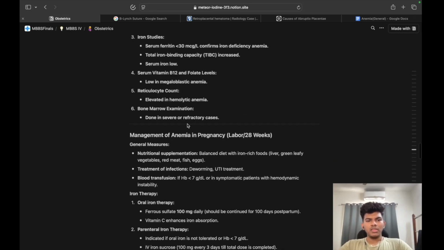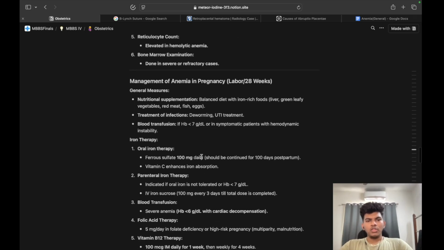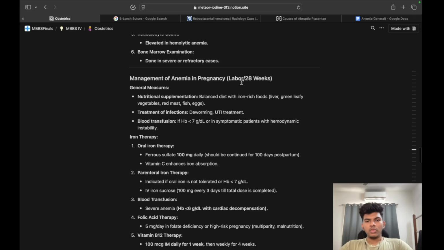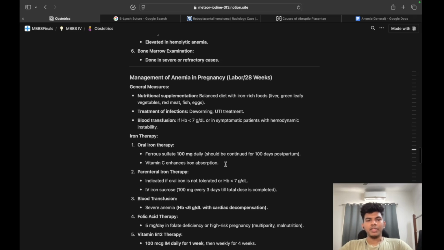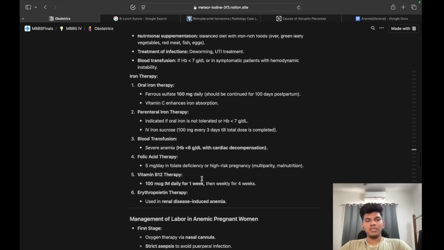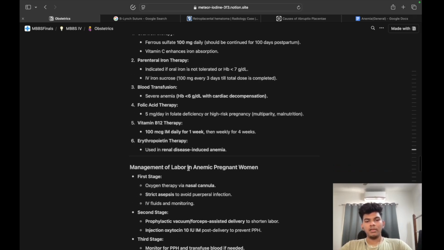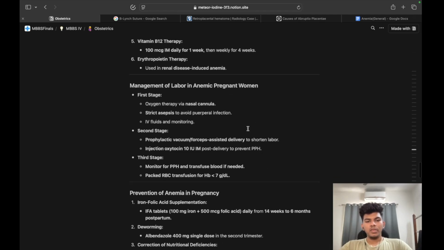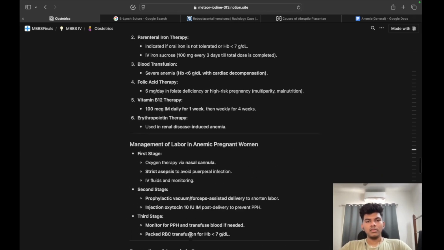So bone marrow is always the last resort. Coming to the management of anemia in pregnancy, in the question it was mentioned during labor at 28 weeks. So now we look at general measures, then iron therapy, and then we look at management in labor. Then finally we look at prevention.